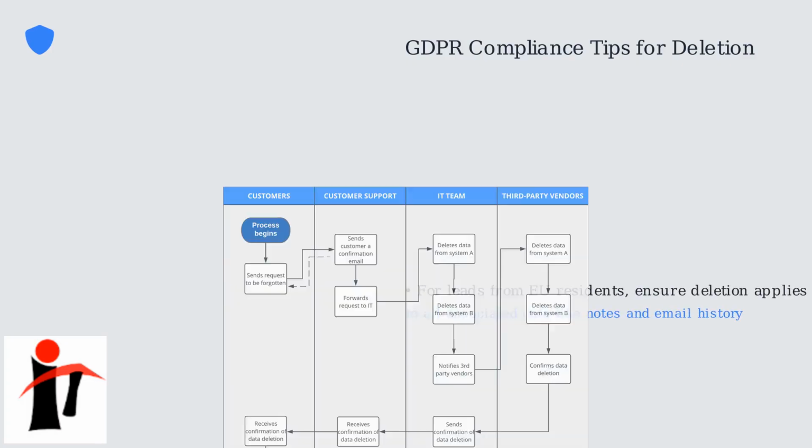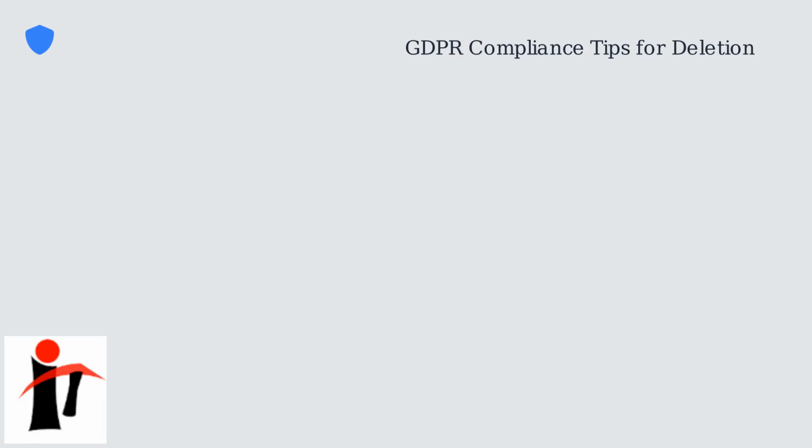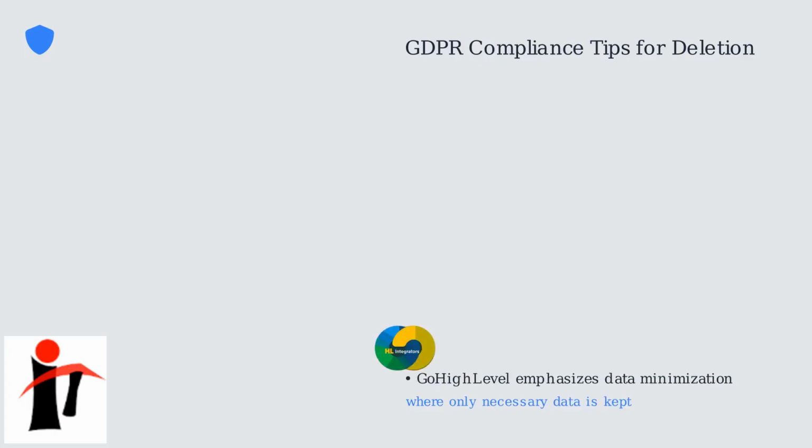For leads from EU residents, ensure deletion applies to all associated data like notes and email history. GDPR requires complete erasure to prevent zombie data persistence. GoHighLevel also emphasizes data minimization, where only necessary data is kept. This reduces risk and aligns with GDPR principles of processing only what's needed.